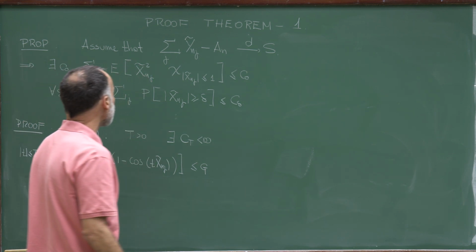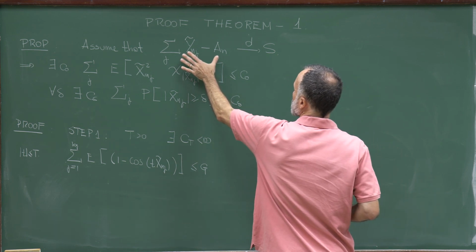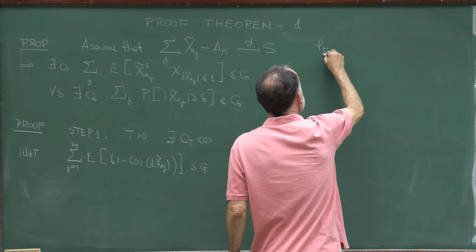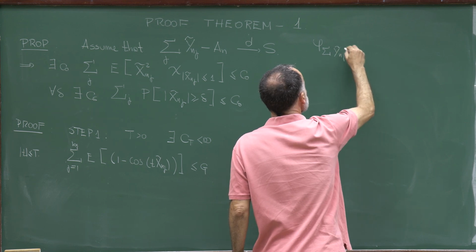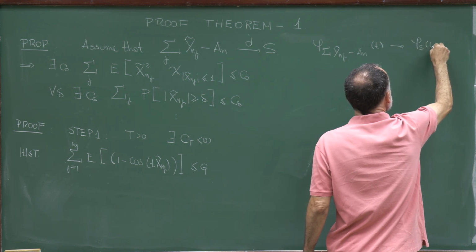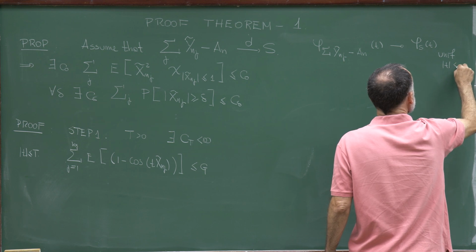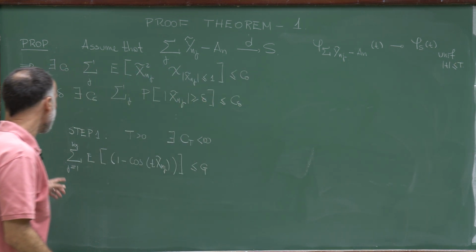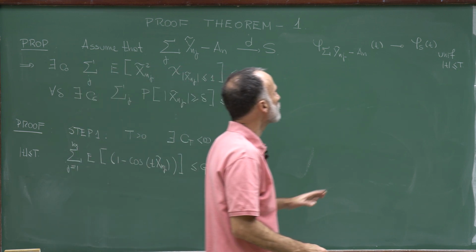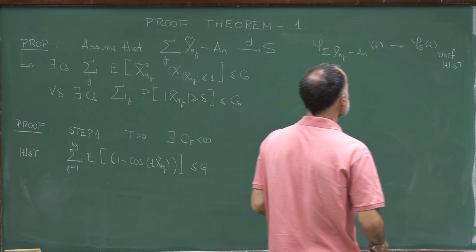And in order to prove that, well, let's start from our assumption. So we know that this happens. This means that the characteristic function of this variable converges to that one. So this means that phi of y tilde n,j minus a_n of t converges to phi_S of t, and this is uniformly in t less or equal than T. So say that we fix some T, and we know that, uniformly on that T, we have this convergence.